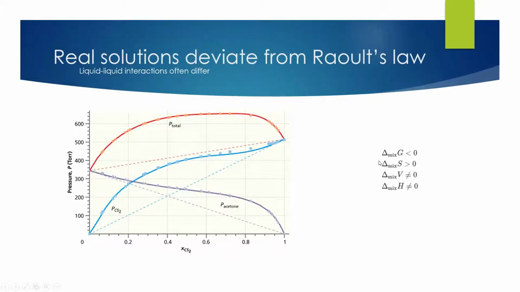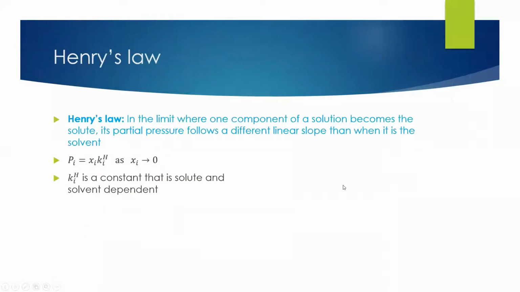But we can see, and we'll talk about this later, a change in enthalpy of mixing, meaning the liquid molecules interact differently than they do. And we can also see a change of volume upon mixing, and we'll describe this in a couple of slides. So Henry's law tells us that if we are in the limit where one component of a solution becomes the solute, so it has a very low mole fraction, its partial pressure follows a different linear slope than when it's the solvent.